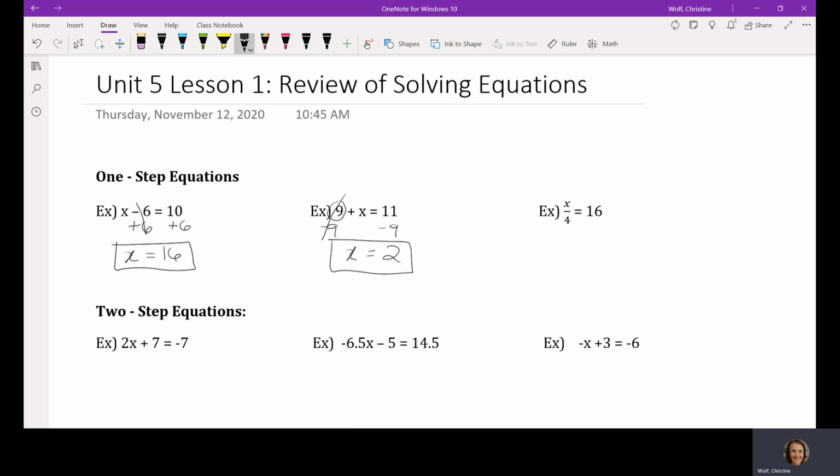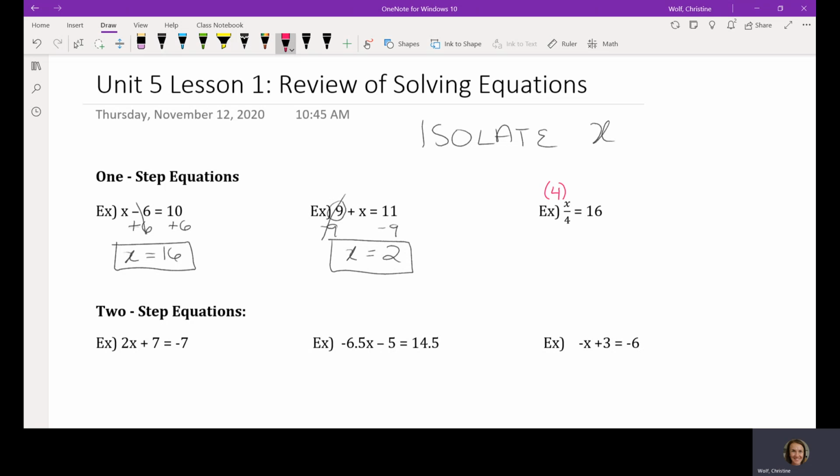Okay, now over here, we have a fraction, x over 4 equals 16. I want to isolate x. That's always my goal, is to isolate x, meaning get it all by itself. So right here, it's being divided by a 4. To get rid of a division by 4, we do the opposite of dividing, which is multiplying. So I would multiply this side by 4.